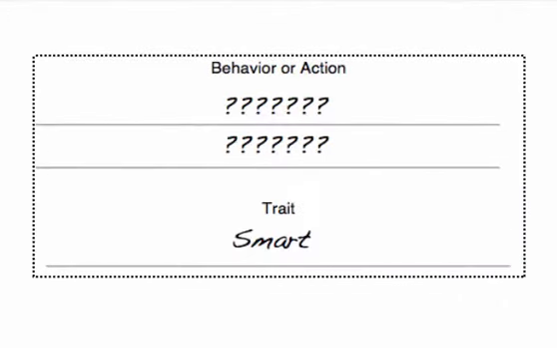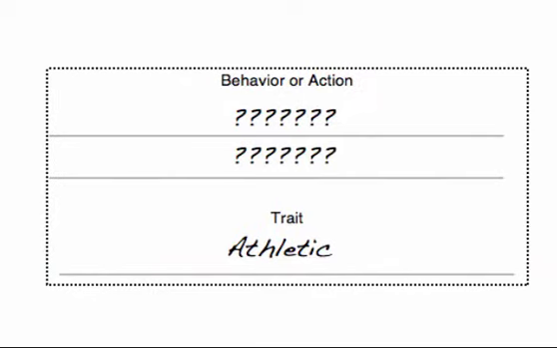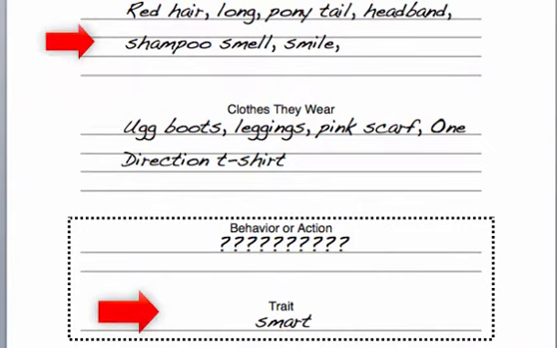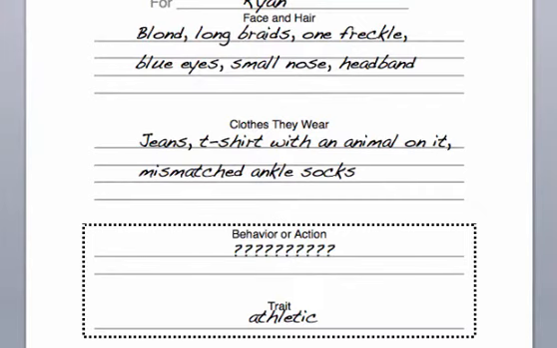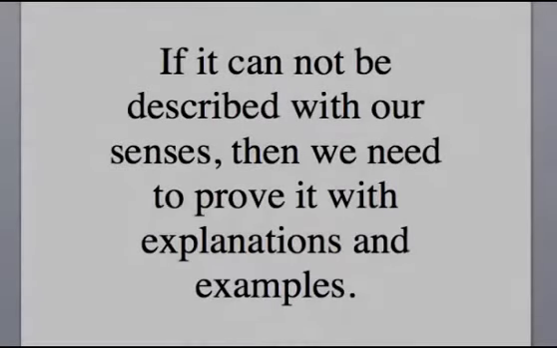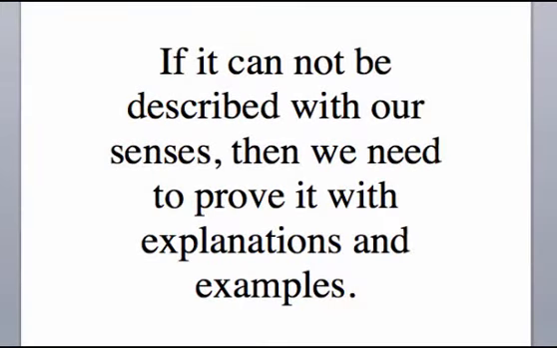But it's also possible to describe things about people that we can't detect with our senses. Jimmy is funny. Claire is smart. Ryan is athletic. Everyone can see that my friend Jimmy has brown hair, but how do they know he is funny? Everyone can smell Claire's newly shampooed hair, but how do they know she is smart? Everyone can hear Ryan's loud voice, but how do they know she is athletic? If we can't detect the descriptions with our senses, then we need to prove them in our writing. I need to explain what makes me think the person is funny, smart, or athletic.